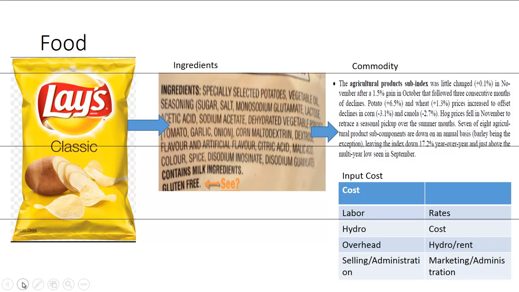Then what we see there as part of the overall process is it's not so much the commodity, that's the raw materials these companies paid. Okay, what you're now seeing is the input costs. So the labor rates, where they have to manufacture, hydro rates, overhead, selling administration, that's the marketing and overhead that goes into the cost of that bag of potato chips that you may pay $1.50 for retail at a grocery store. Okay, that's what you're seeing there.